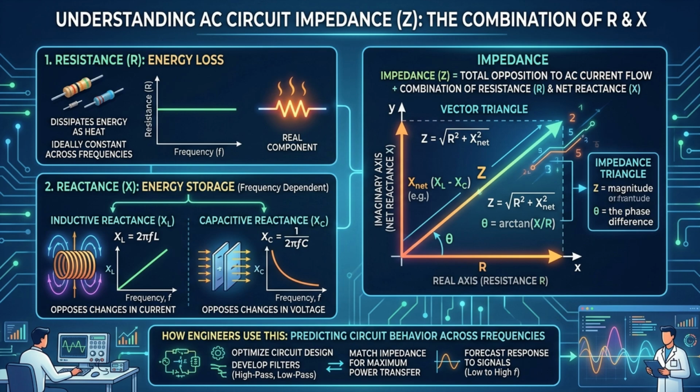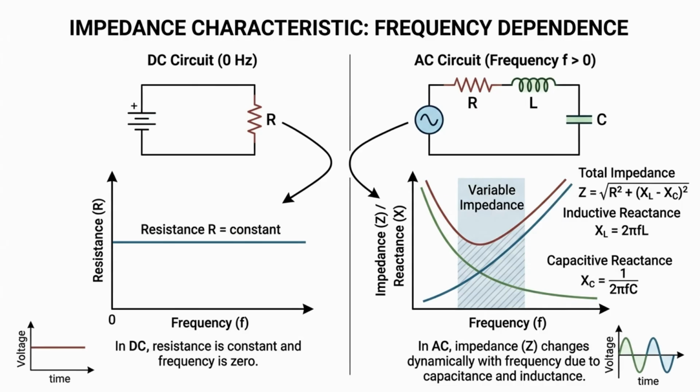By combining these two effects, engineers can fully describe how AC circuits respond to signals of different frequencies and operating conditions. One of the most important characteristics of impedance is that it changes with frequency. In DC circuits, resistance is usually constant. In AC circuits, however, capacitors and inductors behave differently depending on how quickly the signal changes.